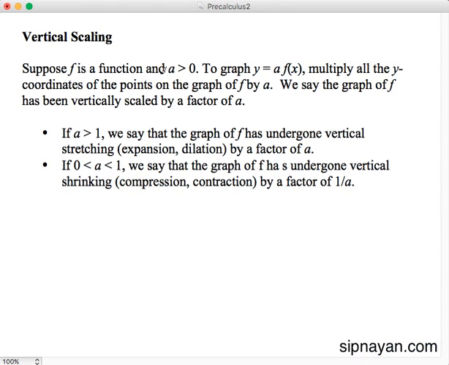Let us summarize what we have learned. This is the vertical scaling from the previous video, and now we are at the second case. If a is between 0 and 1, we say that the graph of f has undergone vertical shrinking by a factor of 1 over a. You have to be careful with this 1 over a. For example, in our example of 1/3, we multiplied by 1/3, so actually you are shrinking by a factor of 3.